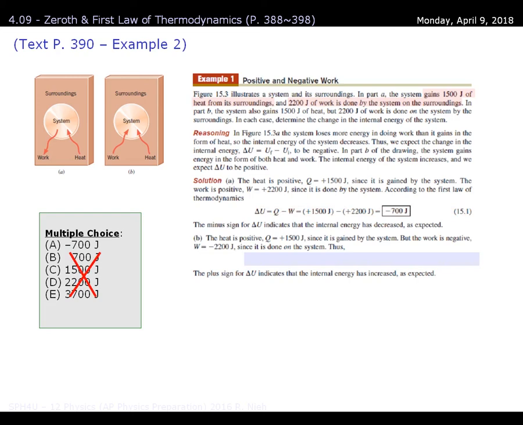Let's go through the second one as well. In part B, the system also gains 1500 joules of heat, but 2200 joules of work is done on the system by its surroundings. In other words, the outside universe is giving more energy to you. So you start off with 1500, another 2200 is given to you from the outside universe, so you know that you will gain even more energy. Looking on the left, you know obviously you're going to have an answer greater than 2200 joules. So E would be the correct answer. And that's how you'd solve these type of problems much more efficiently on the AP exam.